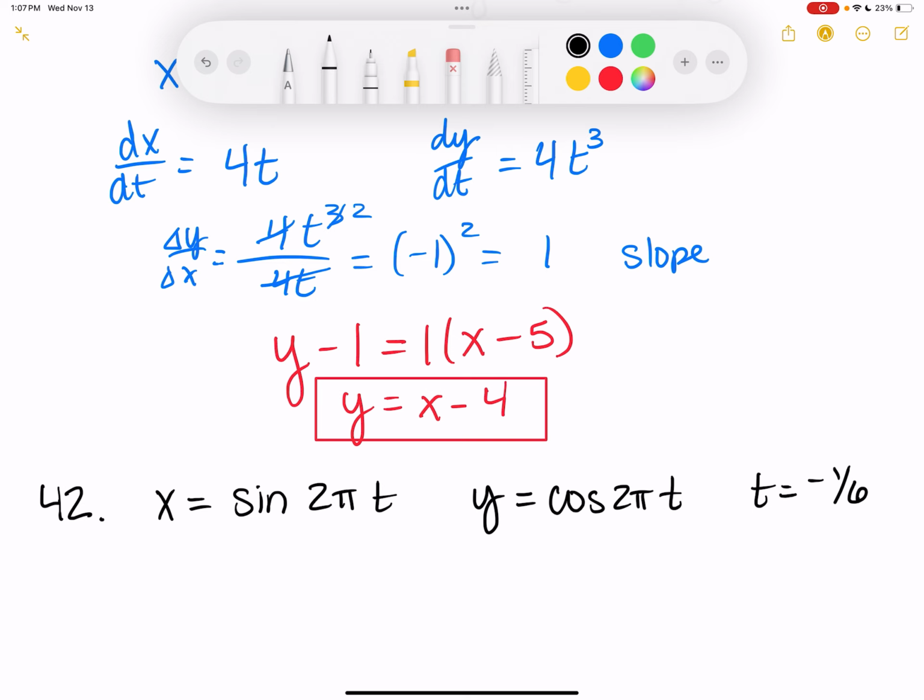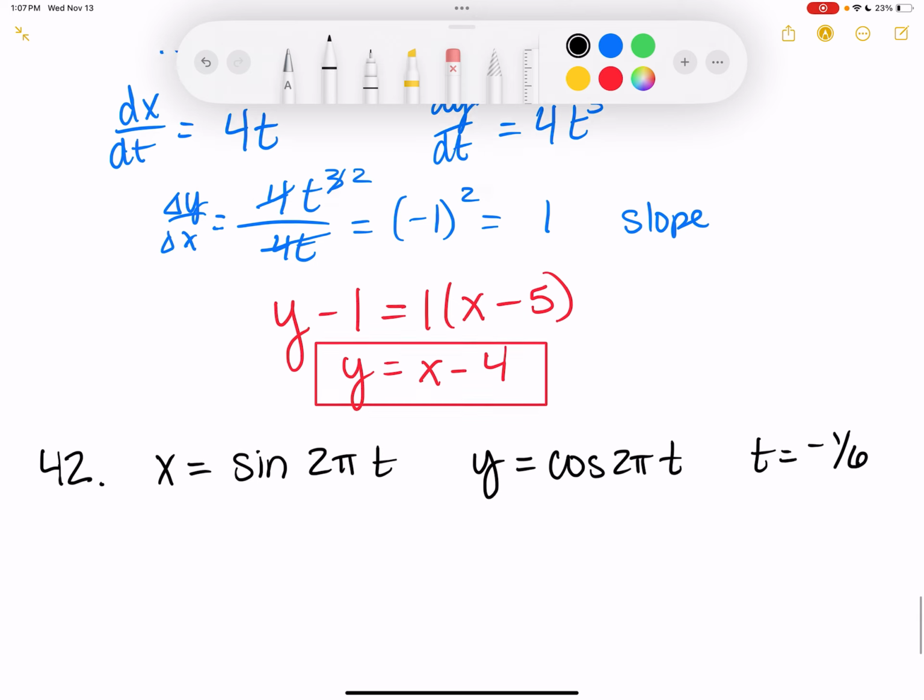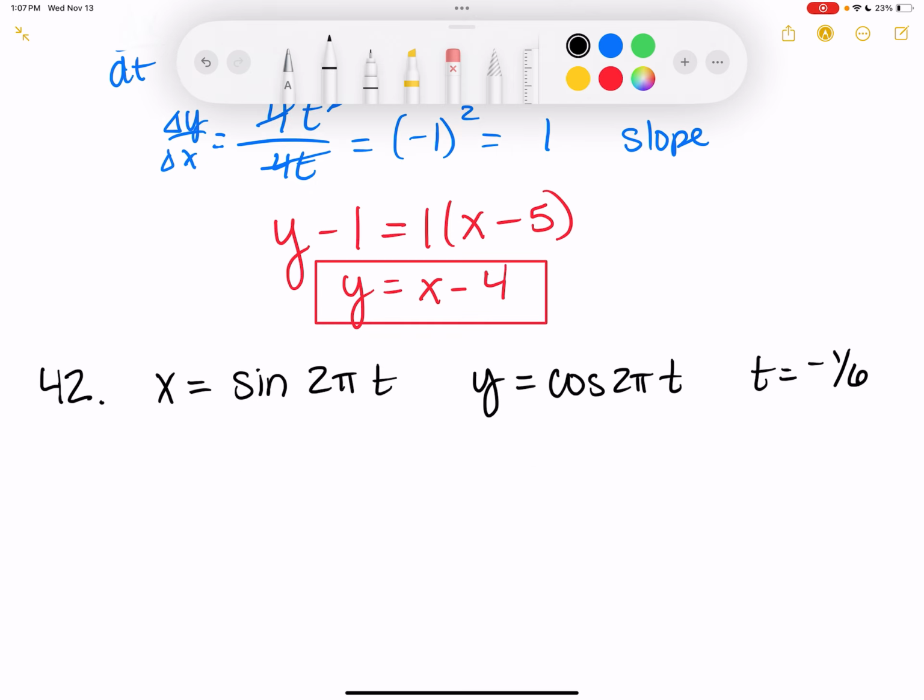All right, so first thing I need to do is find our point. So I'm going to plug in negative 1/6 for t. So x equals the sine of 2 pi times negative 1/6. So basically, what is the sine of negative pi over 3?